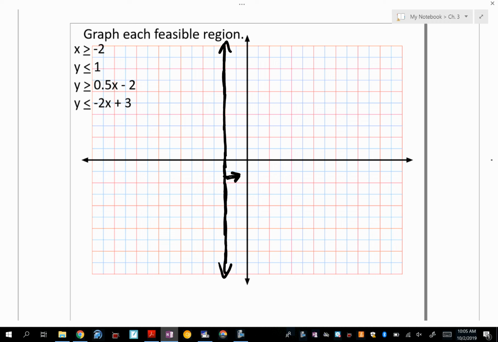You could also plug in 0, 0. You'd only be plugging in the x value of 0. Is 0 greater than or equal to -2? Yes. So you'd be shading that one. That's another way to do it.